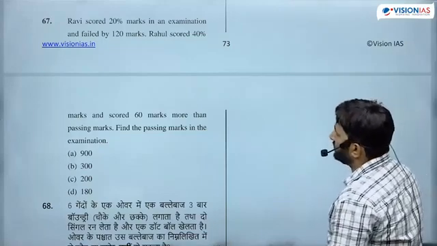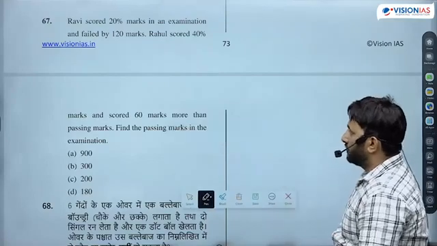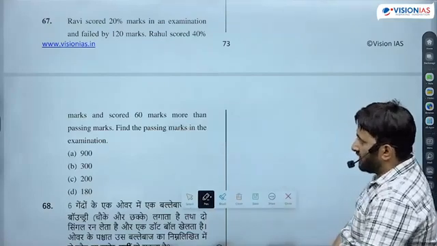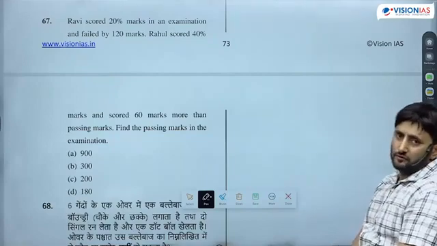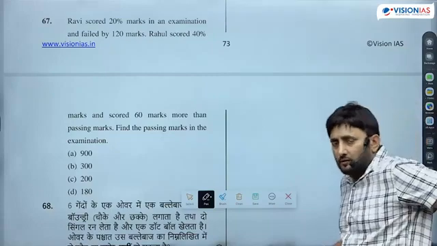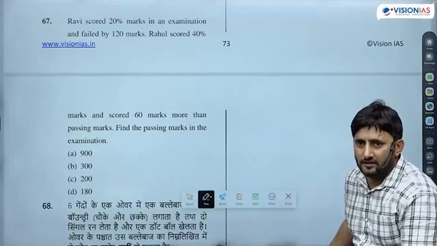Ravi scored 20% marks in an exam and failed by 120 marks. Rahul scored 40% and scored 60 marks more than the passing score. तो बेटा उनके मार्क्स में कितना डिफरेंस होगा? 180 मार्क्स का डिफरेंस होगा ना. One is failing and another is passing.